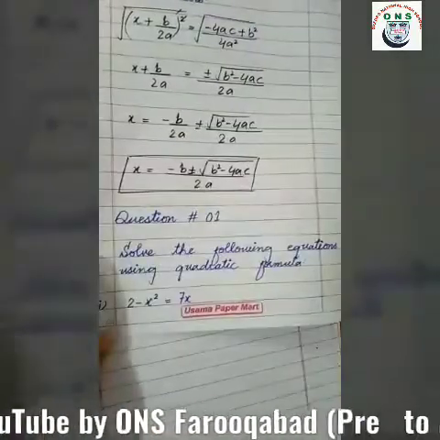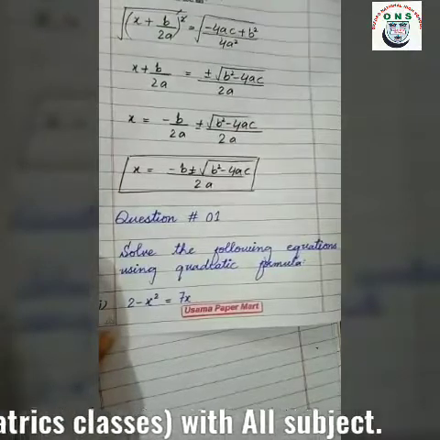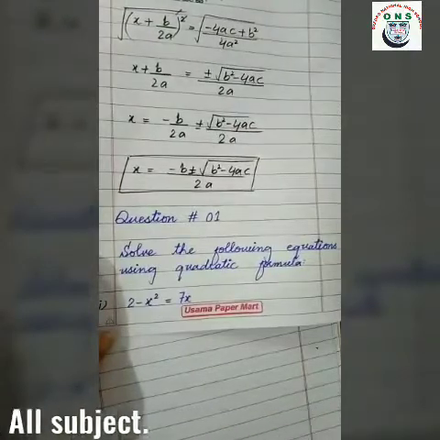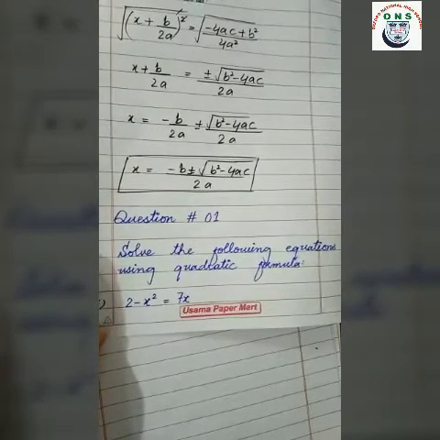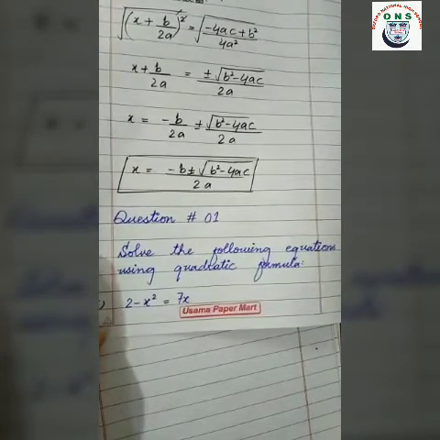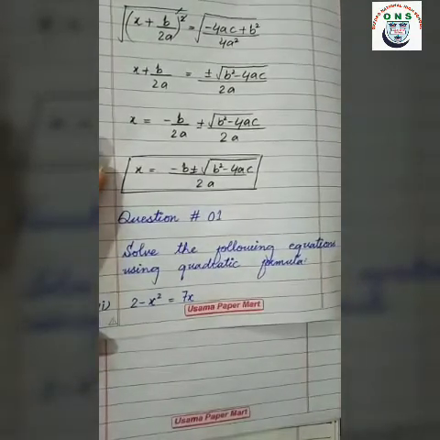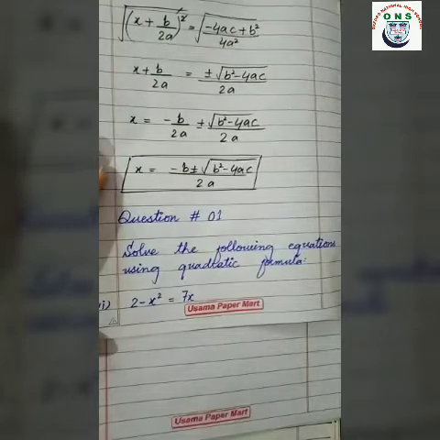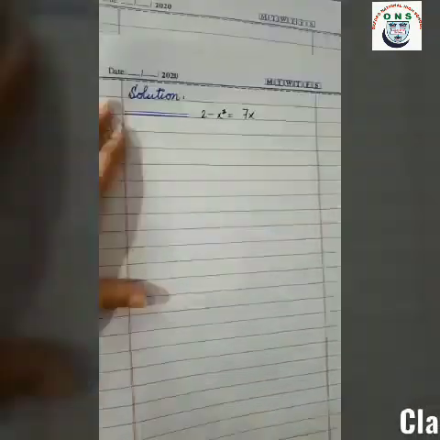Now students, move towards question number 1 of exercise number 1.2. Solve the following equations using the quadratic formula. All questions of exercise number 1.2 we will solve by using the quadratic formula. The first question is 2 minus x square is equal to 7x. This is the equation. A quadratic equation is given. We have to arrange it now.